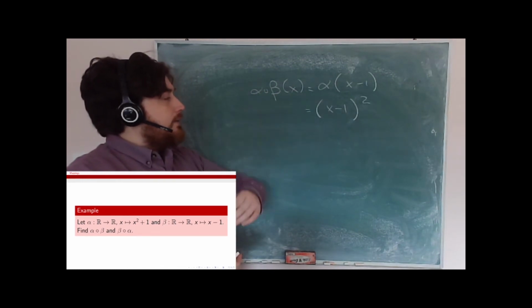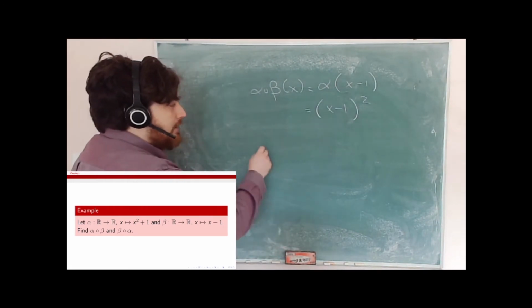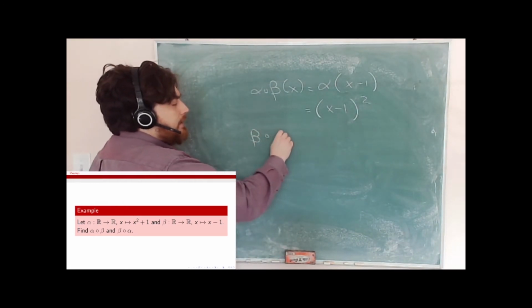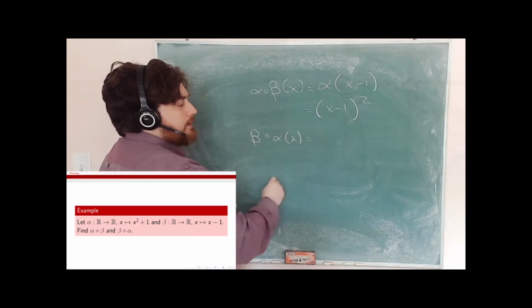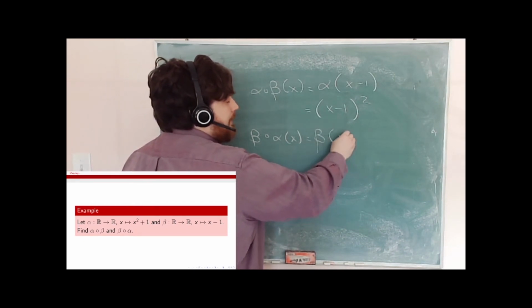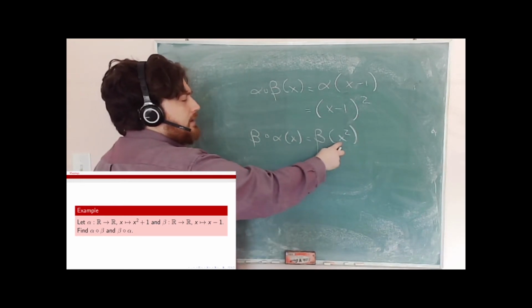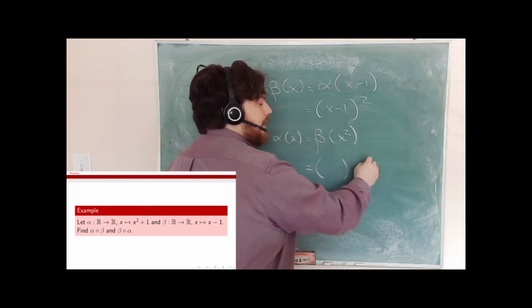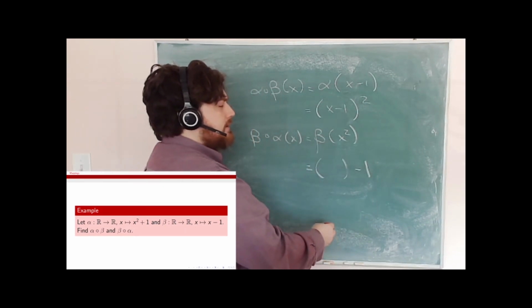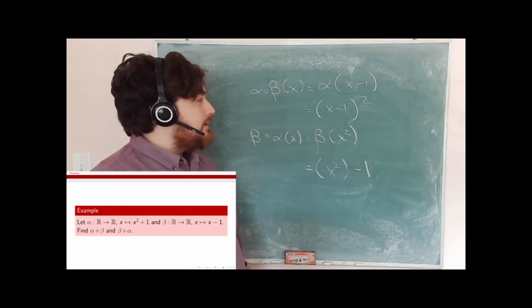So alpha of beta of x is x minus 1 squared. On the other hand, beta of alpha of x is equal to, well, I'm going to plug x into alpha, so I'm going to get x squared. And then into beta, I'm going to plug this. So remember, beta was x minus 1. So instead of x minus 1, I'm going to get x squared minus 1.